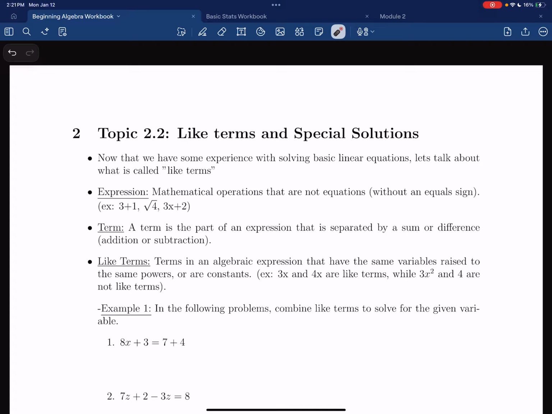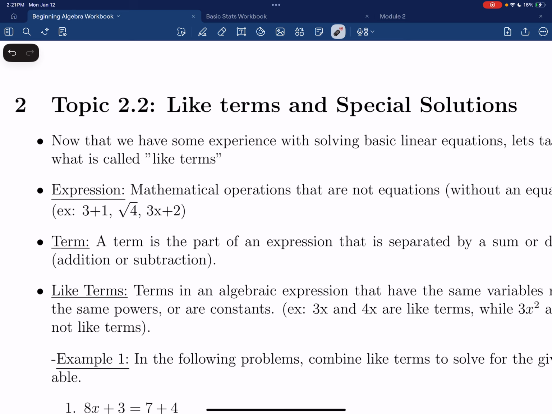And a term is a part of an expression that is separated by a sum or difference. Or in other words, a term is a part of the expression that is separated by addition or subtraction. So looking at these expressions, 3 would be a term and 1 would be a term in this expression. And the square root of 4 is just on its own, so it's the only term in the expression. But this expression here, 3x plus 2, has two terms. 3x is a term and 2 is a term in that expression.